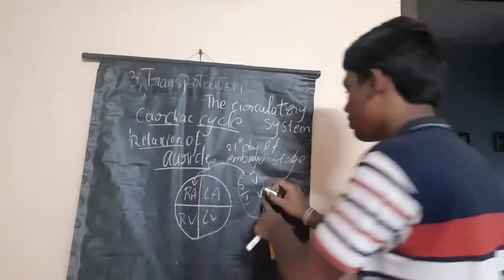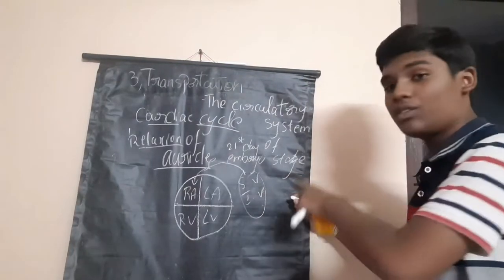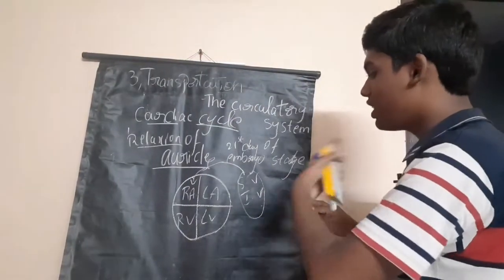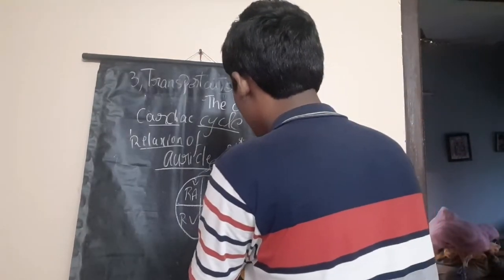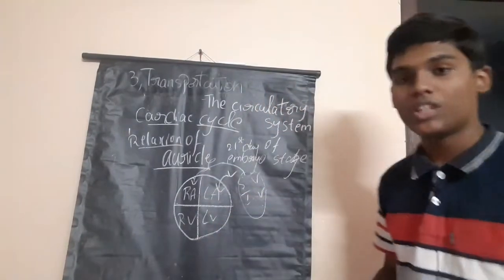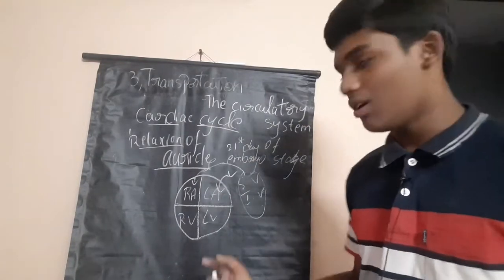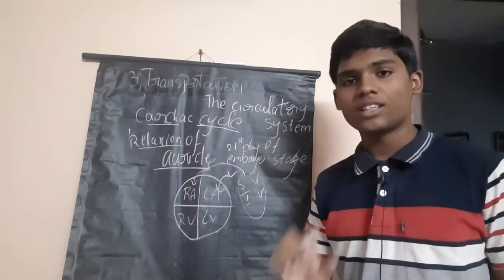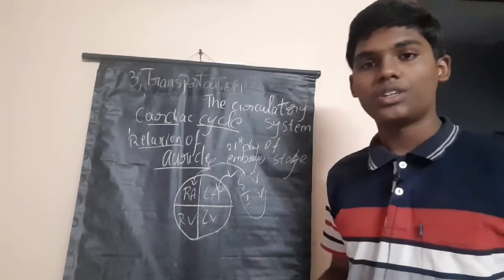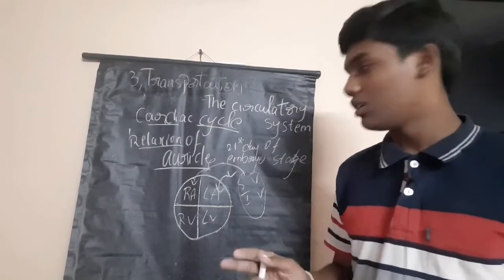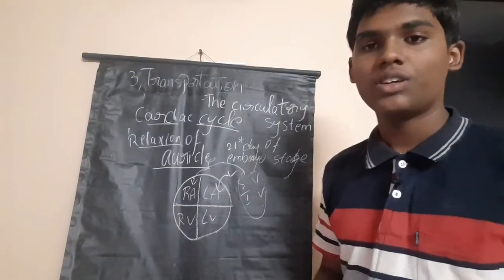These are carrying blood from the body parts. The pulmonary vein is carrying oxygenated blood from the lungs to the left auricle. Which vein? Pulmonary vein. So we conclude that in the relaxation stage, the auricles are filled with blood. Both the right auricle and left auricle are filled with blood.